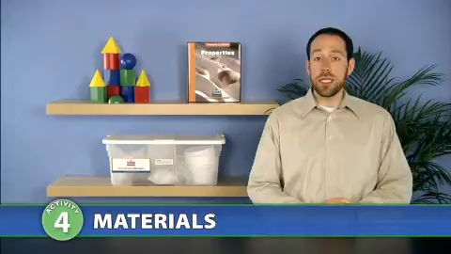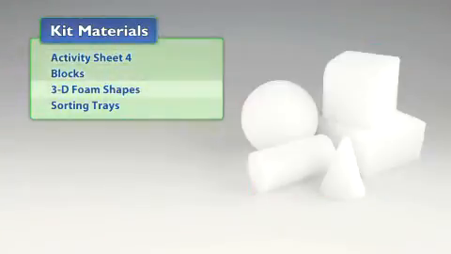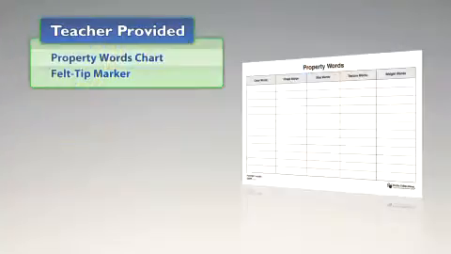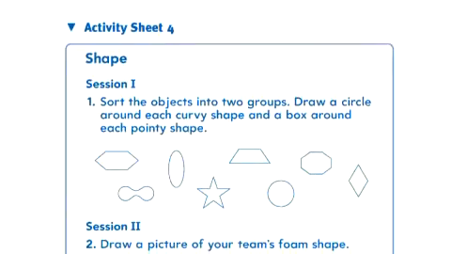From the kit, you will need Activity Sheet 4, assorted blocks, assorted 3D foam shapes, and sorting trays. You will also need to provide a property words chart and a felt tip marker. And to prepare for Session 1, make a copy of Activity Sheet 4 for each student.